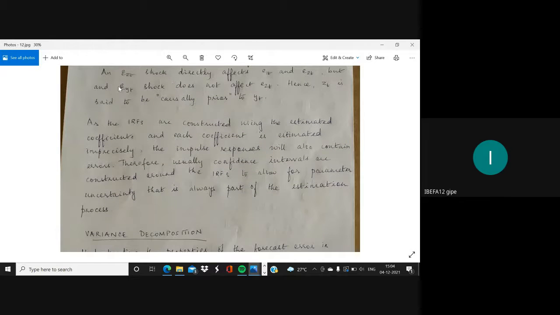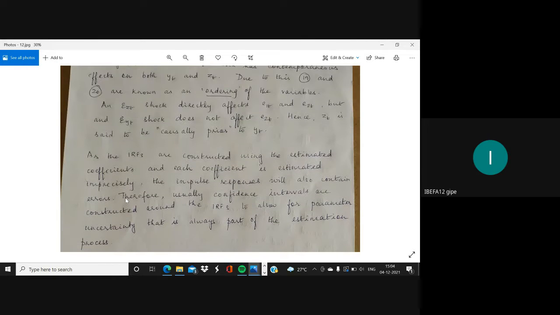Now, as the IRFs are constructed using the estimated coefficients and each coefficient is estimated imprecisely, the IRFs will also contain some errors. Because of this, confidence intervals are usually constructed around these IRFs to allow for parameter uncertainty that is always part of the estimation process. This is what I had mentioned earlier also.